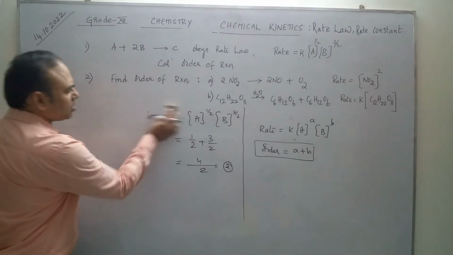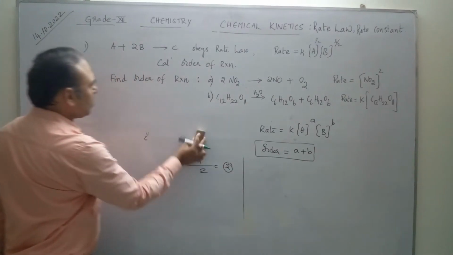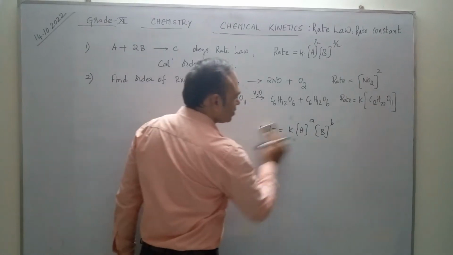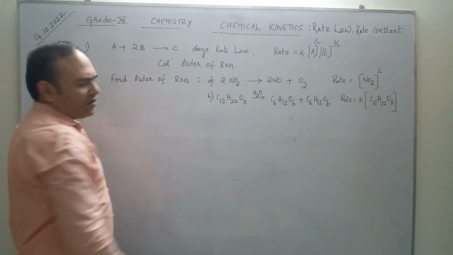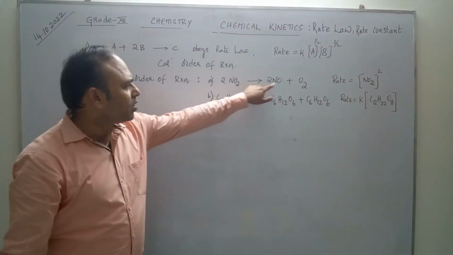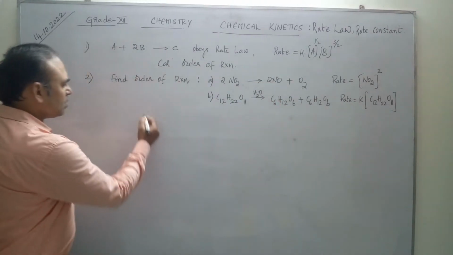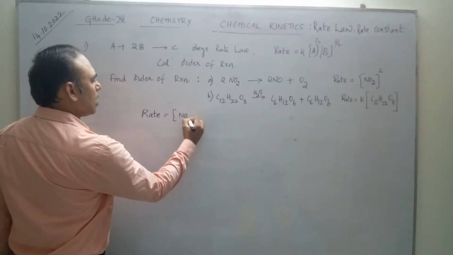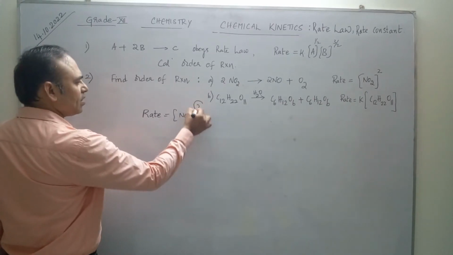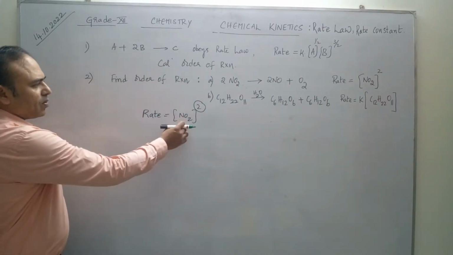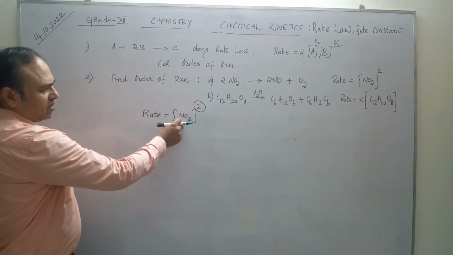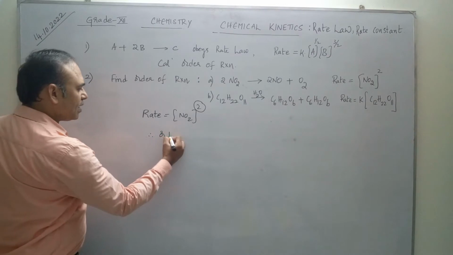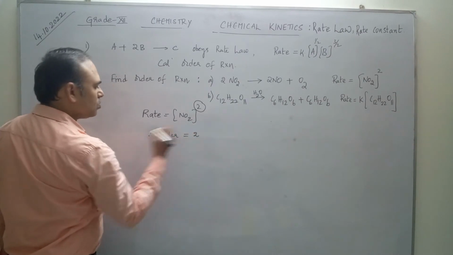Coming to the second question, they are asking to find out the order of reaction for the following two equations. So take the first one, 2NO2 gives 2NO plus O2. The rate they have mentioned is rate is equal to NO2 to the power of 2. Very simple, we know this. The power of this particular concentration is nothing but the order of reaction. So therefore we can write it as order is equal to 2.